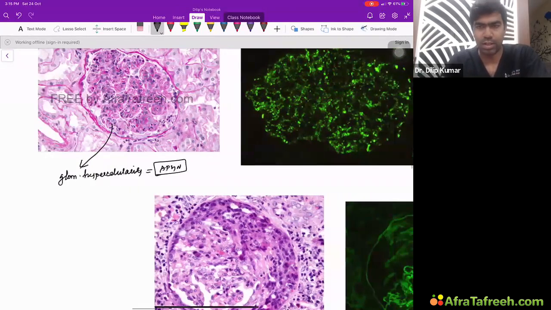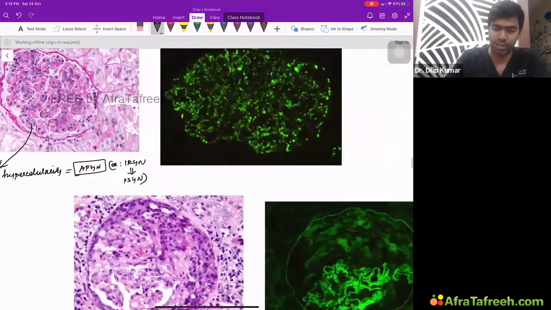So one of the examples of acute proliferative glomerulonephritis is IRGN, and one of the examples of IRGN is PSGN, that is post-streptococcal glomerulonephritis. PSGN is just a subtype of IRGN, which itself is a subtype of APGN, that is acute proliferative glomerulonephritis, and this is what you need to really diagnose when it comes to exams.